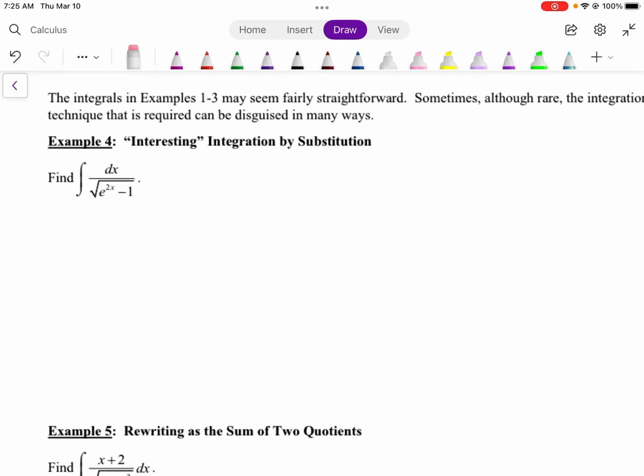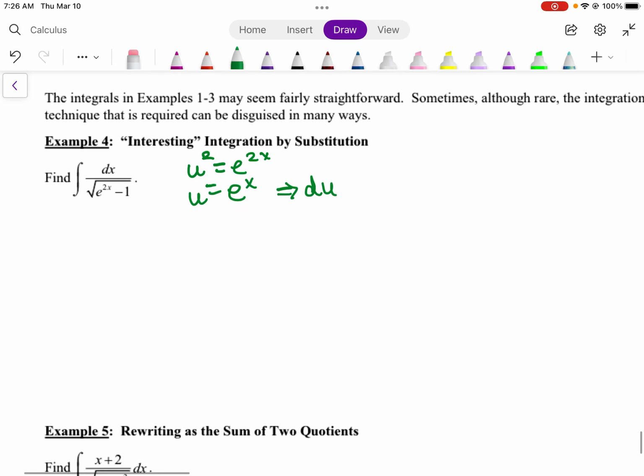All right, so what we're going to do is just try a little bit of manipulation here. What if you went ahead and said u squared was e to the 2x, and then u would be e to the x. That means du is e to the x dx. Okay. Well, let's see.